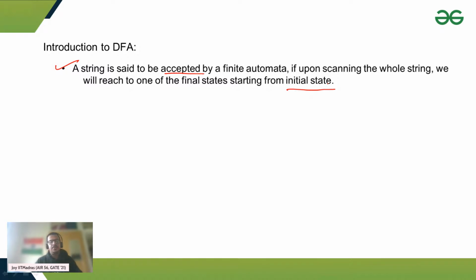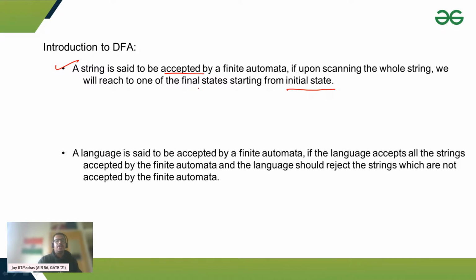So that is one part, and another part is that a language is said to be accepted by a finite automata if the language accepts all the strings that are accepted by the finite automata.